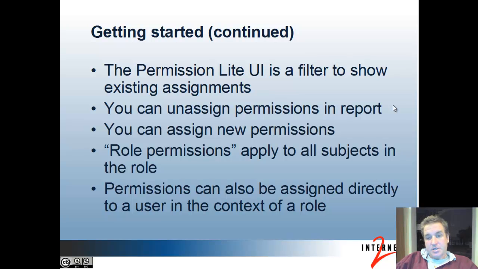Role permissions apply to all subjects in the role. So if you assign a permission to a role, that means that any subject or entity or person that is in that role will effectively have that permission. And you can also assign permissions directly to a user in the context of a role. So if you have a user that's in a role and you want to assign a permission directly to that user but not to other users in that role, you can make that assignment.